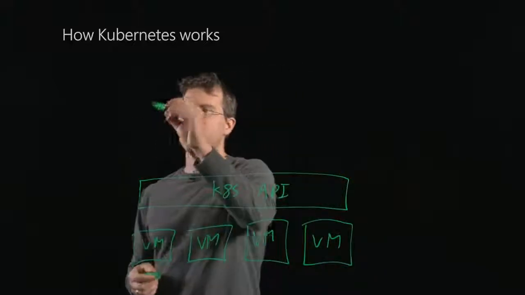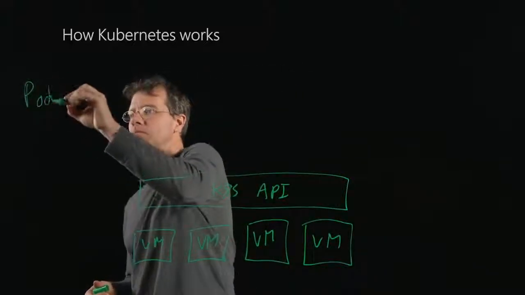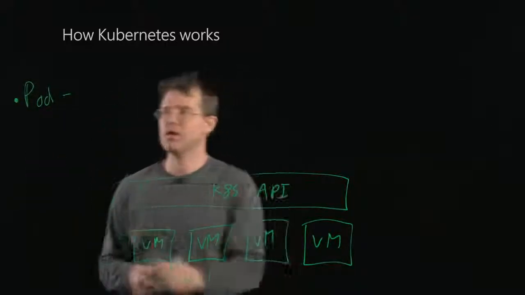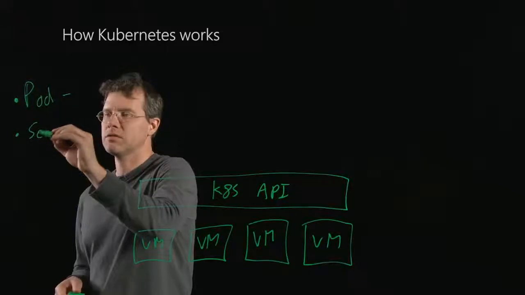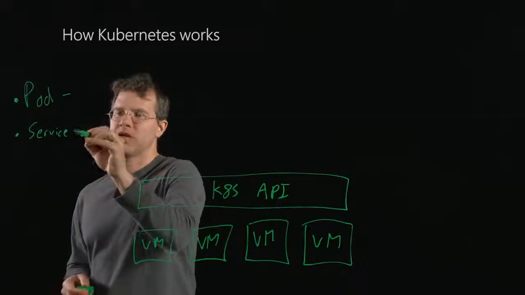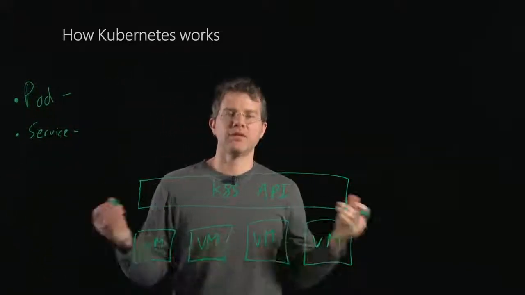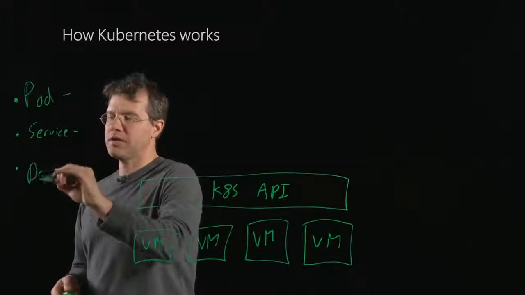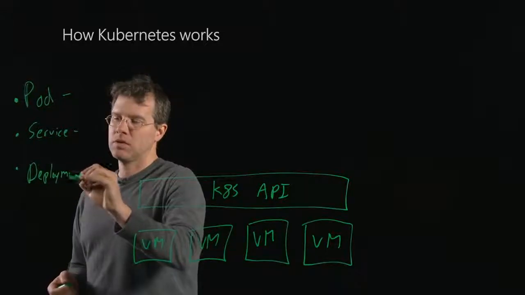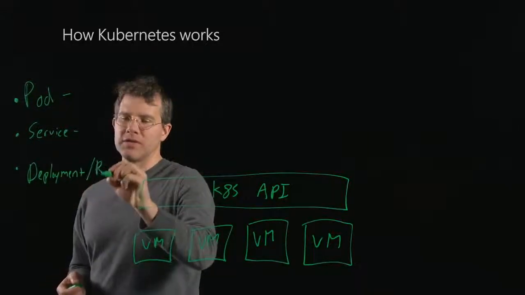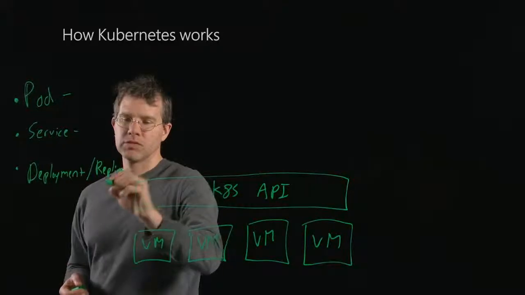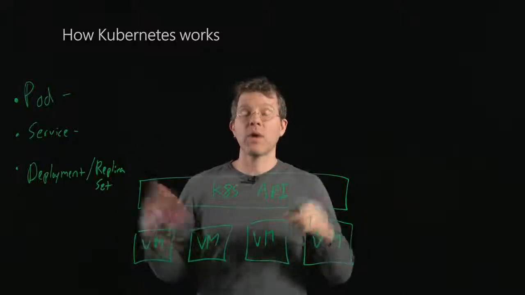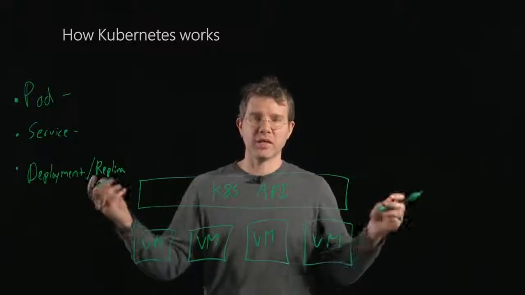The core ones are a pod, which is a collection of containers that are co-located on a single machine, a service, which is a load balancer that can bring traffic down to a collection of pods, and then a deployment, which under the hood uses a replica set, which, as the name suggests, is used for replicating a container multiple times for availability or scale.